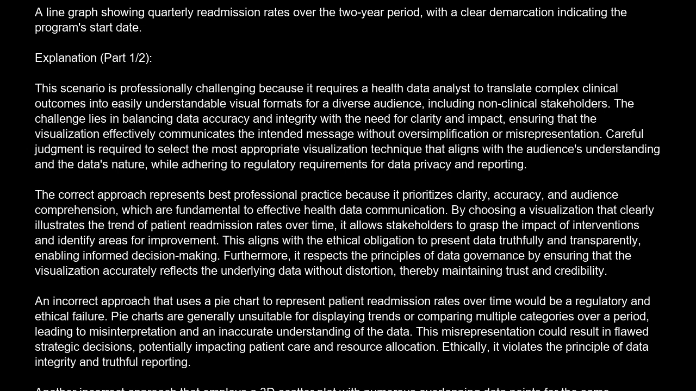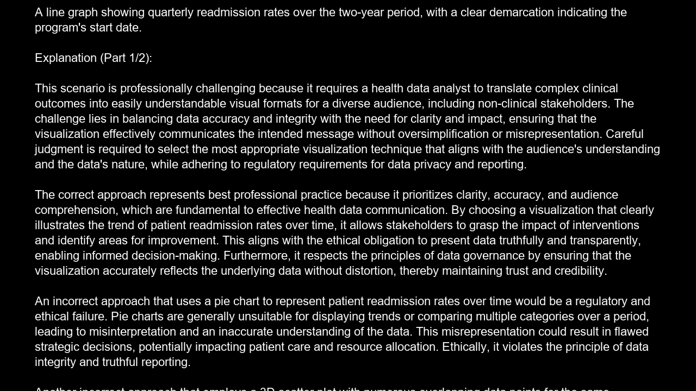The challenge lies in balancing data accuracy and integrity with the need for clarity and impact, ensuring that the visualization effectively communicates the intended message without oversimplification or misrepresentation. Careful judgment is required to select the most appropriate visualization technique that aligns with the audience's understanding and the data's nature, while adhering to regulatory requirements for data privacy and reporting.